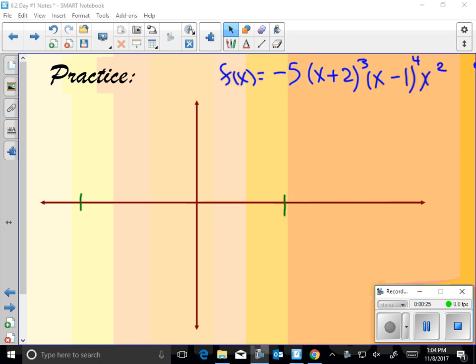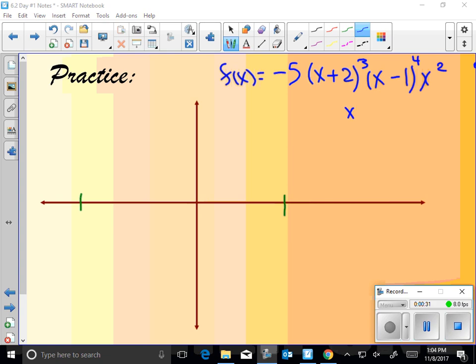This is a review of the day before, 6.2 day number 1. Let's talk about a couple of items. First of all, the degree of this polynomial would be x to the third times x to the fourth times x to the second. Don't forget the negative 5 out in front. This will give us our leading term, which should be negative 5x to the ninth. That gives me an end behavior that looks like that.